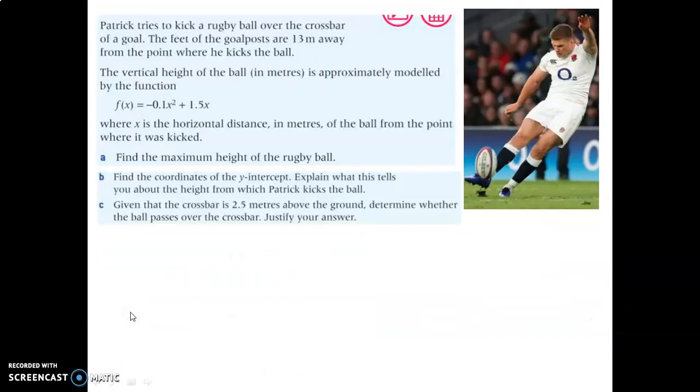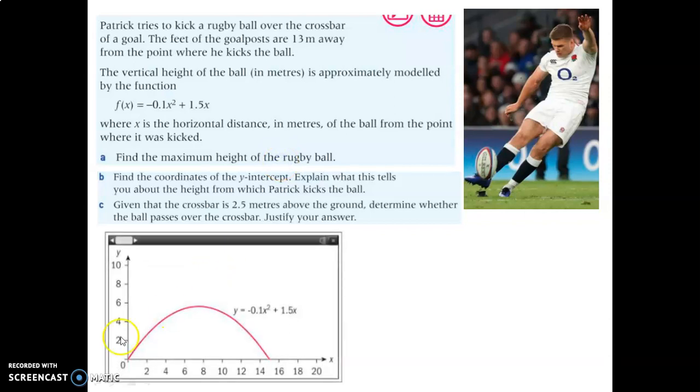All right, try this one. Read through the problem and see if you can find the maximum height reached by the rugby ball. Okay, so how do we begin? Well, you can graph it on your calculator, but again, it has the word find, so we're going to try to use the process of solving algebraically. So hopefully you tried the same thing we did in the last problem.